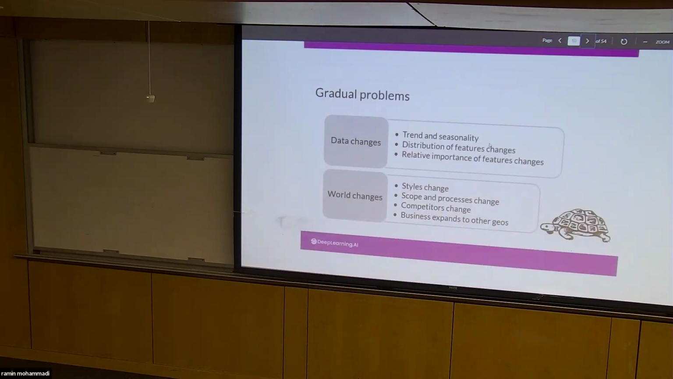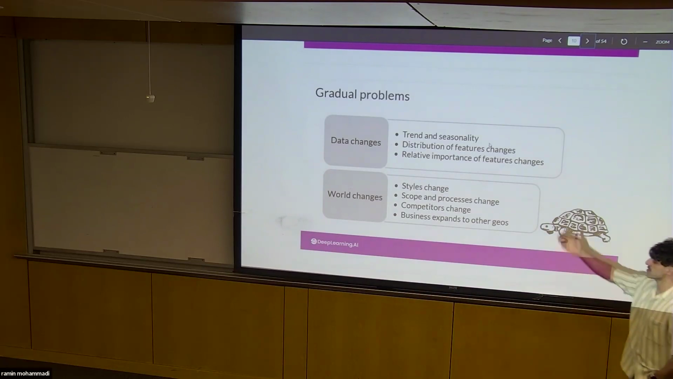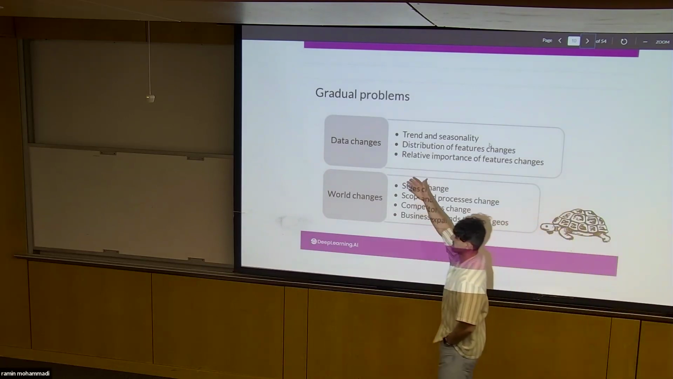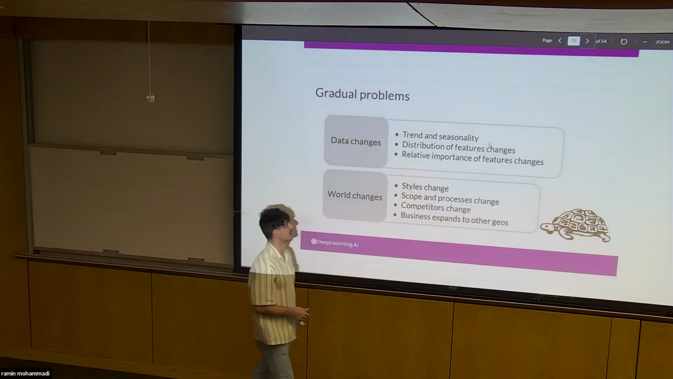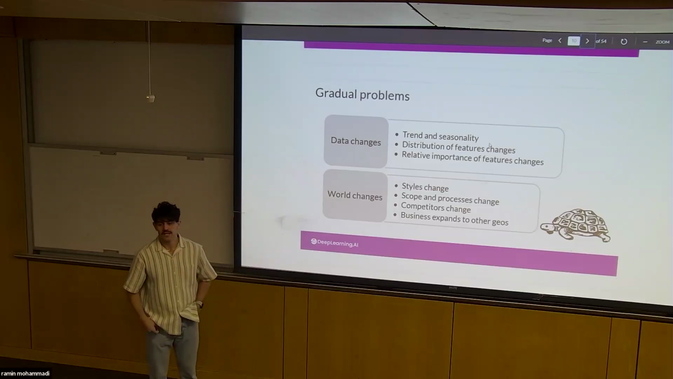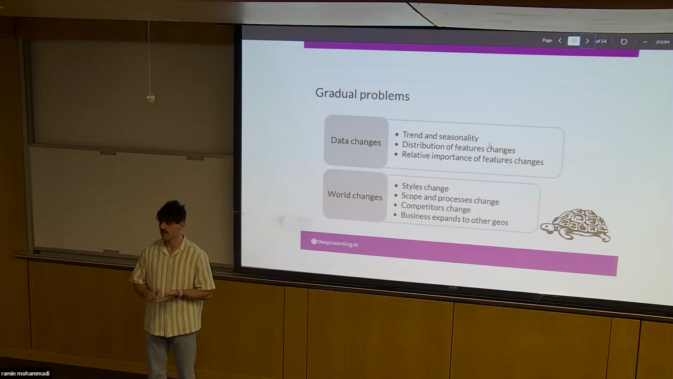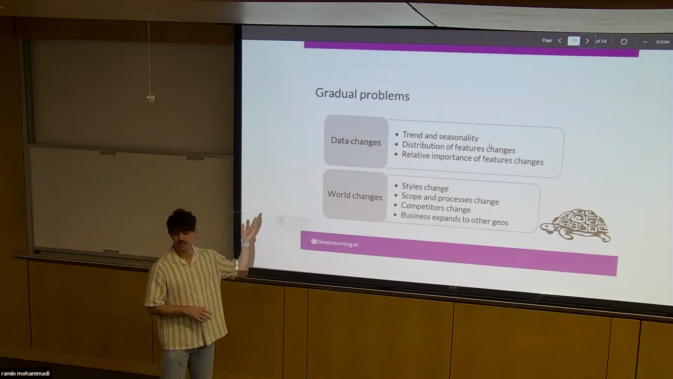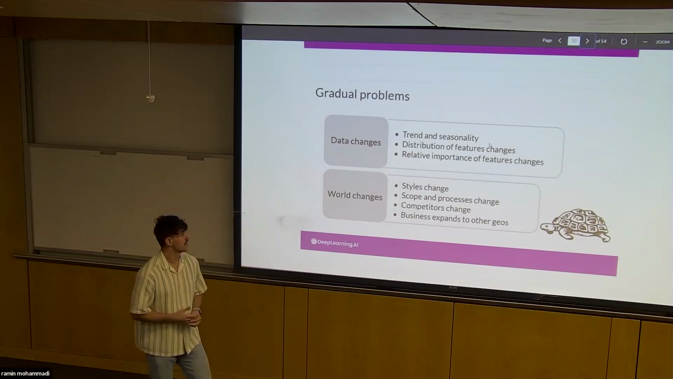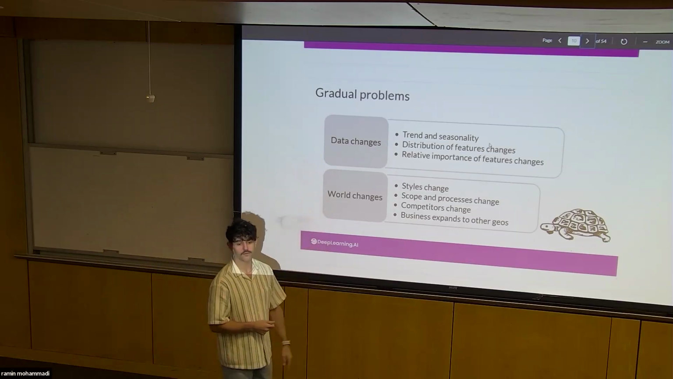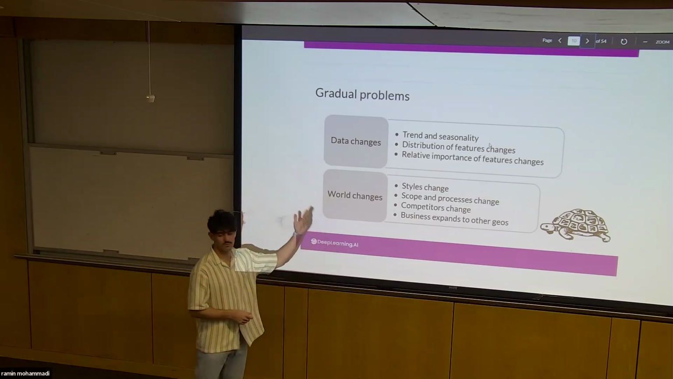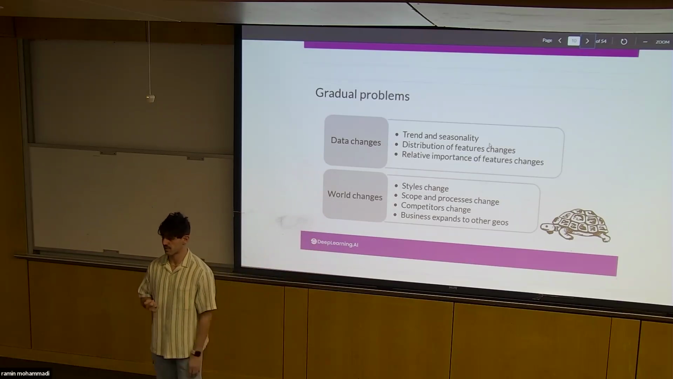When it comes to slow, gradual problems, there are two types of problems that you deal with. Data changes or world changes. Most of the time it is actually the first one, but we'll talk about it. Data changes happen gradually over time. They could be because of some trend or seasonality. They could be because the distribution of your features has changed, or the relative importance of a feature has changed. What does that mean?